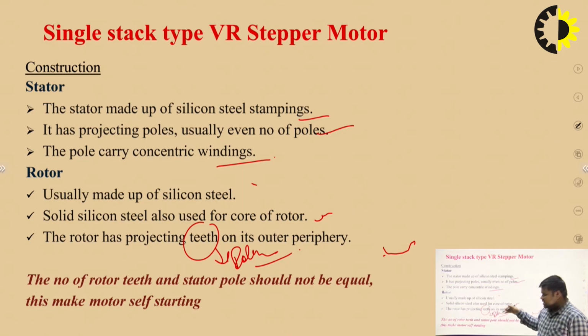The last point is very important and useful to remember. It may be asked in a university exam, a conventional exam, or your interview questions as well. The point is that the number of rotor teeth and stator poles should not be equal. This makes the motor self starting. It's a very important point.